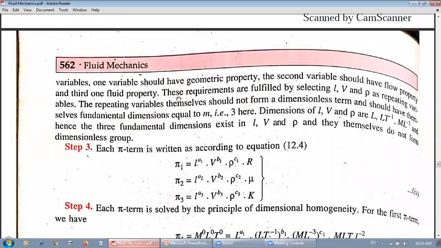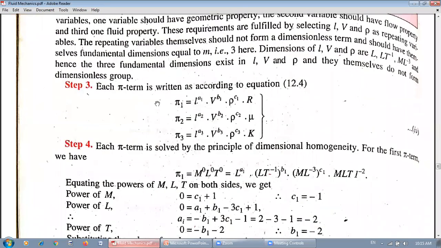So you can see we have 3 items, pi1, pi2, pi3. Now L, V, rho are the repeating variables and R is the non-repeating variable. If you see the second item, pi2, again L, V, rho, again it is repeated. Mu is the new one, so it is the non-repeating variable. Pi3, L, V, rho, again repeating variables. K is the non-repeating variable. So the fourth variable is non-repeating and 3 variables are repeating.